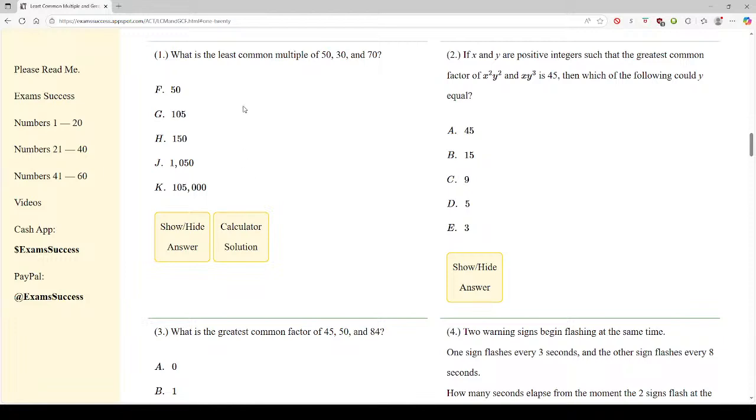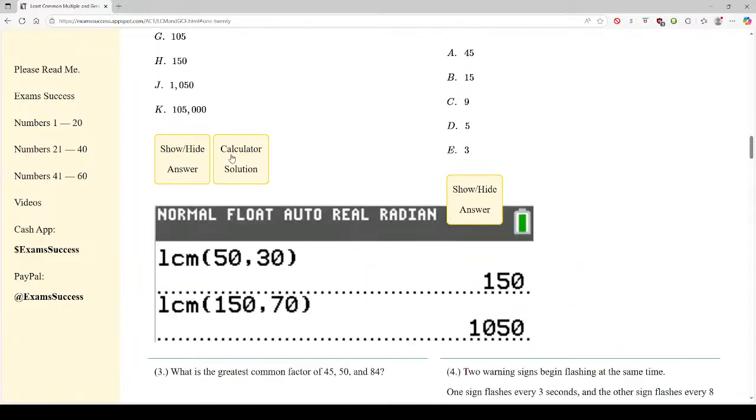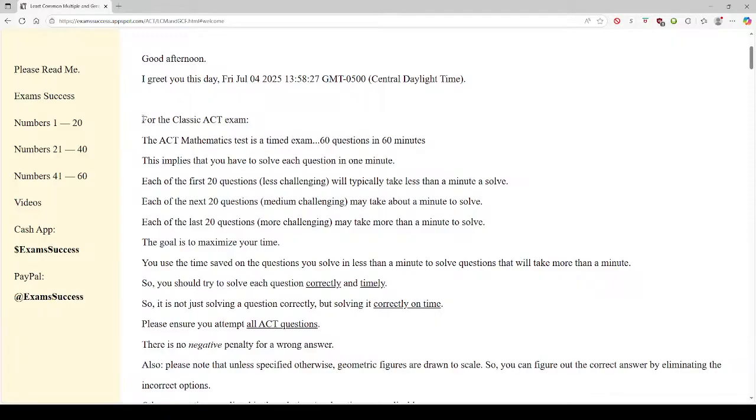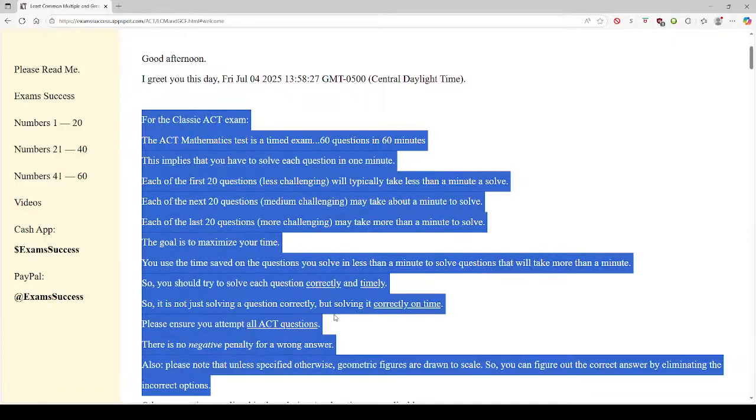As you can see, this is the first question here, and this is the calculator solution. Now let me quickly give this advice about ACT. If you go to please read me, this is for the classic ACT exam. I know there's a new version coming out, but this is for the classic one. It's about 60 questions in 60 minutes. I don't know when the new one starts, so you can read this later on. If you're taking the classic ACT exam, it is good you go over this information.